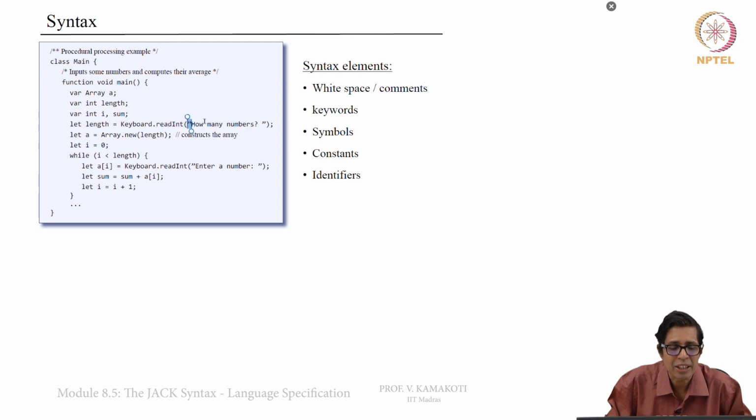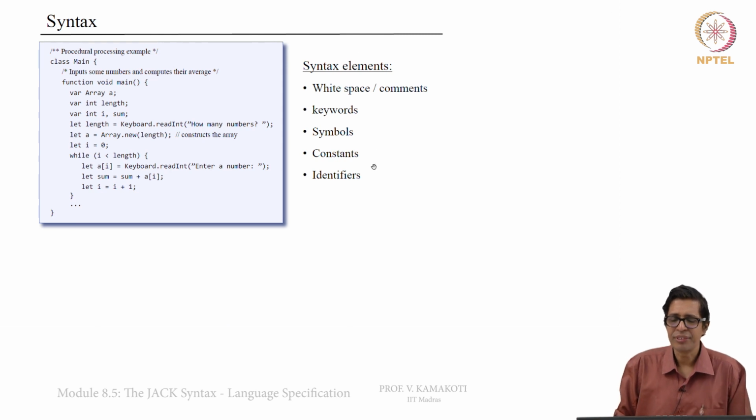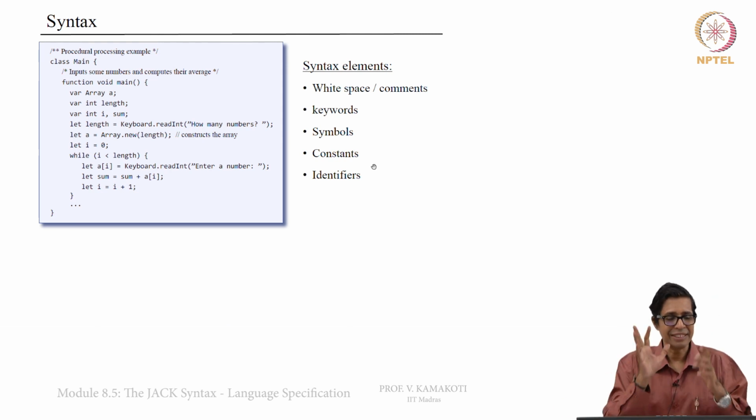So this is a constant. A string is also a constant. But then you will see length, sum, a of i, etc. Okay. So there are only 5 different syntax elements in this entire Jack.